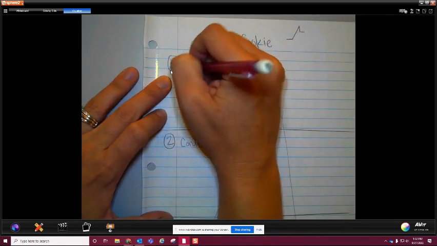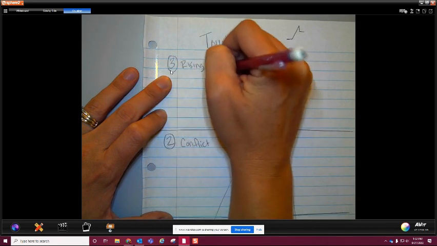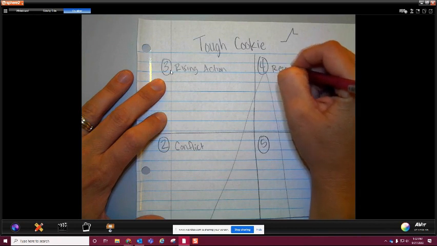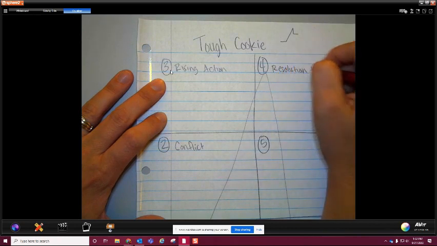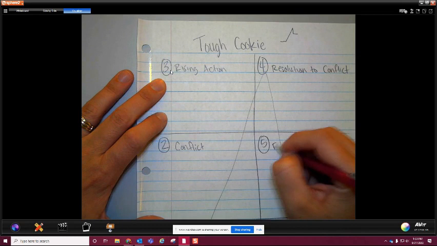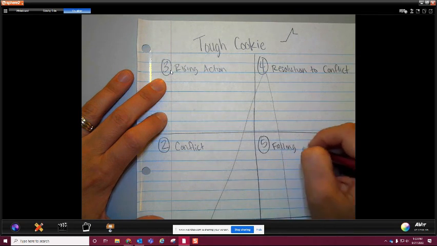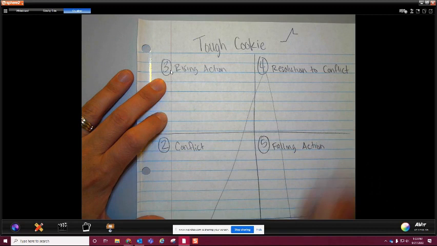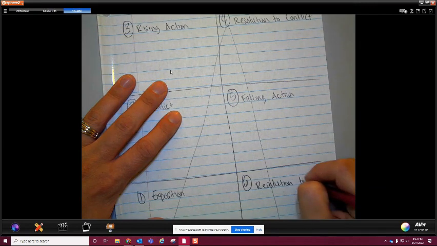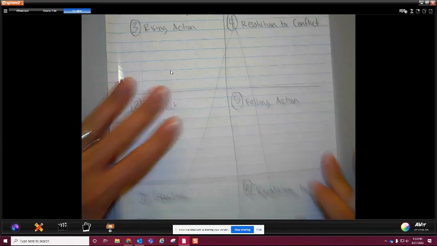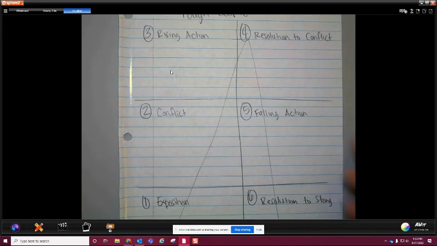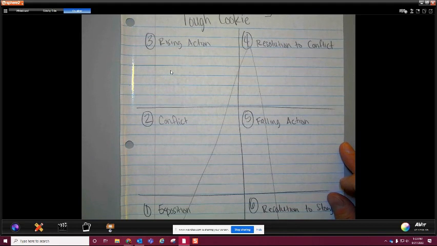Number 3 is going to be rising action. That's the majority of the story. Number 4 is resolution to conflict. Number 5 is falling action. And number 6 is resolution to story. So your piece of paper should look very similar to my piece of paper, and if you need to pause to make it look like that, you can, but that's how it should look, okay?